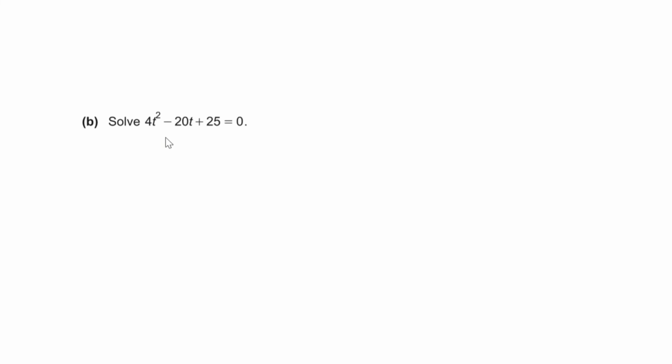Well, what we can do is factorize this as a perfect square. If we start off with 4t squared, subtract 20t, and then plus 25 equals 0, then factorize this as 2t minus 5 all squared, and you'd find when I multiply that out I get this expression.